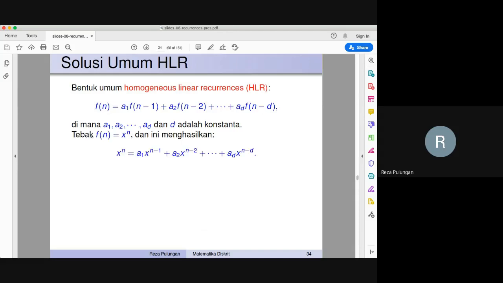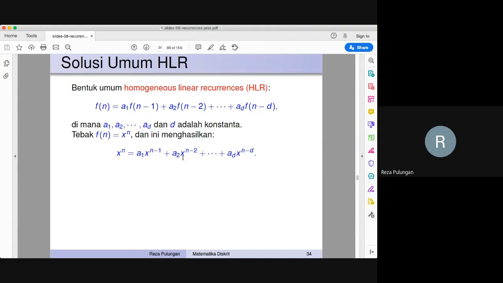The first step is to guess that Fn is equal to x to the power of n. If this is the case, then you will always be able to replace this Fn by using this one. Fn is equal to x to the power of n. Fn minus 1 is equal to x to the power of n minus 1. So this recurrence becomes this equation. x to the power of n equals a1 multiplied by x to the power of n minus 1 plus a2 multiplied by x to the power of n minus 2 and so forth until ad multiplied by x to the power of n minus d.